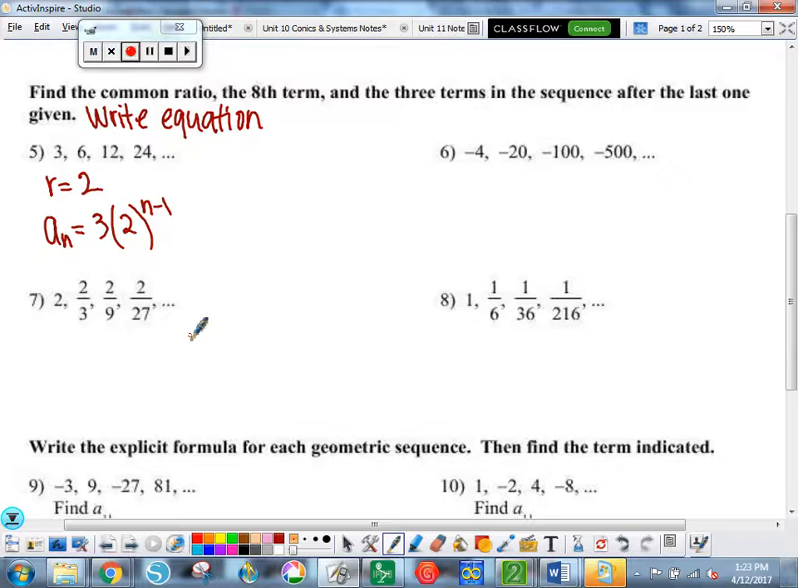It asks you to find the next 3 terms, and then it asks you to find the 8th term, so really you just need to find the next 4. So really you don't need the equation, but you will on the test. So I want the practice of writing the equation. So after 24 becomes 48, then 96.